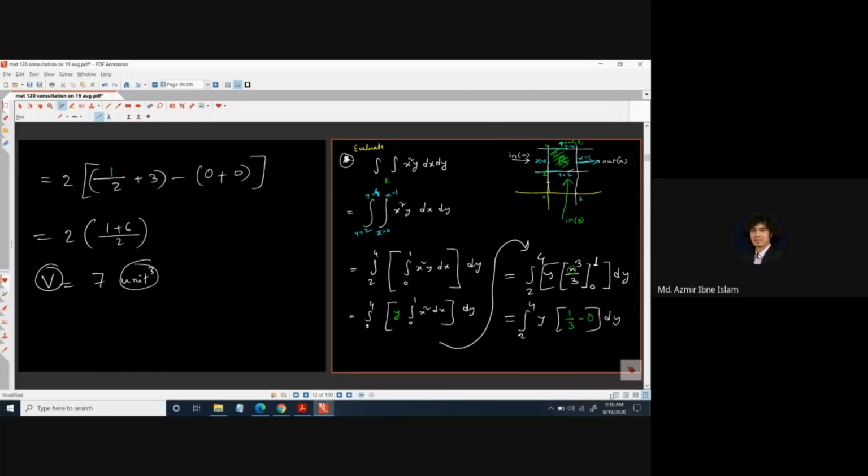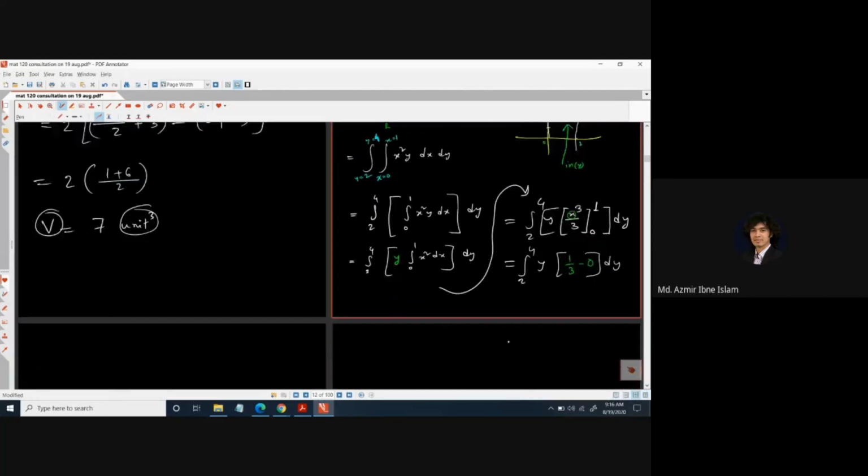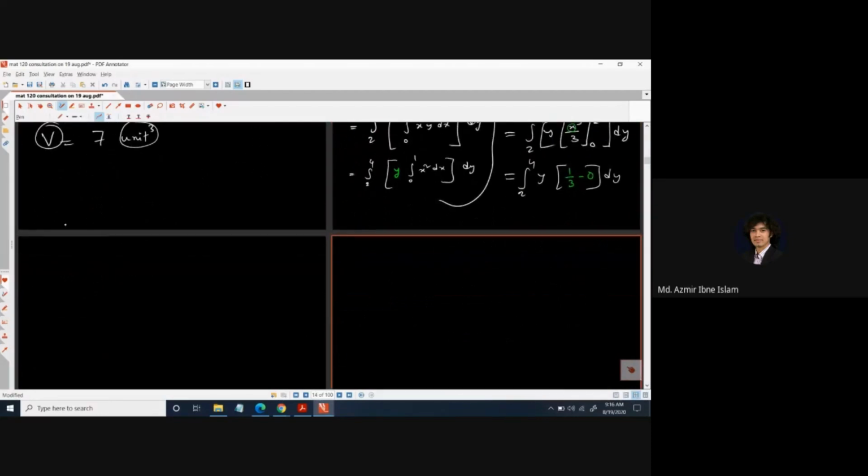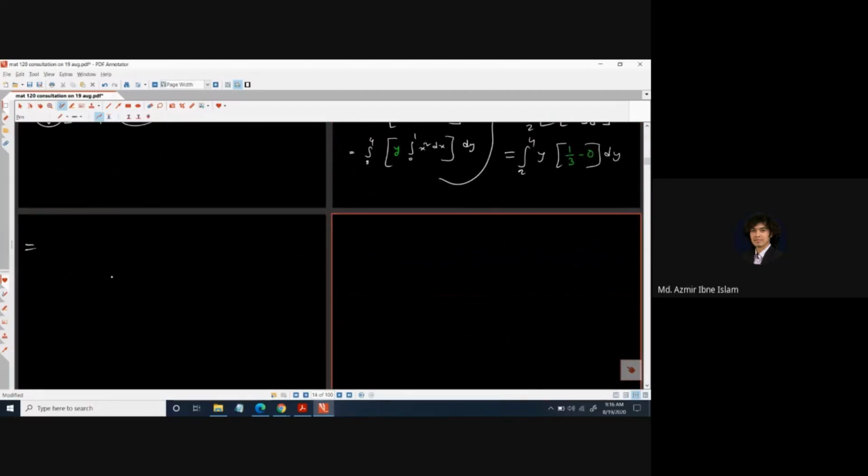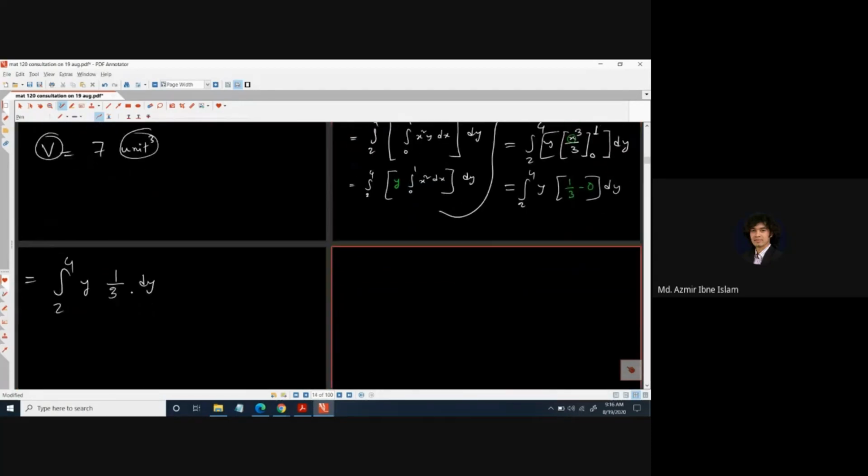From here, we are getting the integration from 2 to 4 of y times 1 by 3 dy. Now, this double integral has been converted to a single integral. So again, we have to integrate, but this time for y. 1 by 3 is constant, so we can pull it out here.